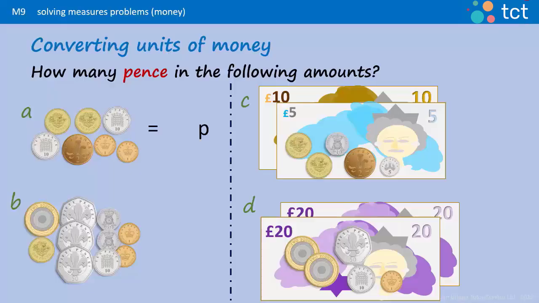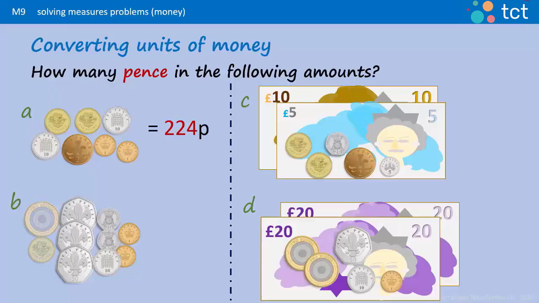First one, A. We have 2 £1 coins. Each of those is 100 pence, so that's 200 pence. There are 2 10 pences, so that's another 20 pence. That brings it to 220. And then there's 4 pence there, so that first one is 224 pence.